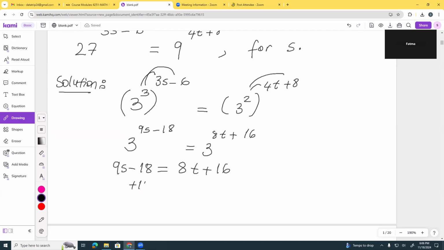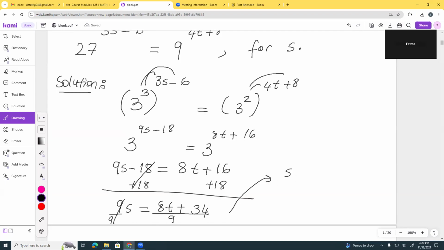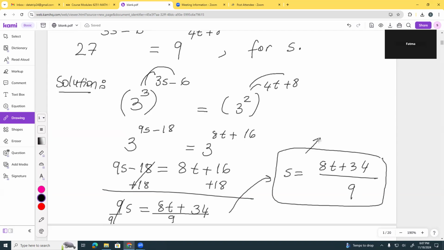So we just need to add 18 to both sides. So 9s is equal to 80 plus, when I add these two numbers, I get a 34. All I have to do is, as a last step, divide both sides by 9 to leave the S alone. So the expected answer for the test is 80 plus 34 divided by 9. This is what you will pick from the answer choices as an answer for number 2.